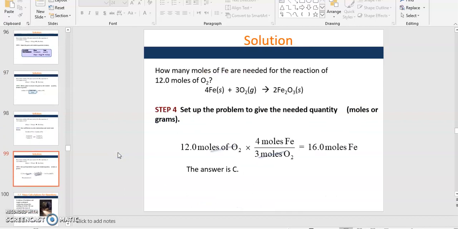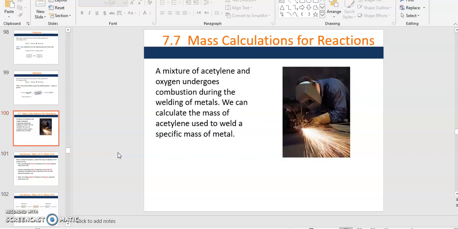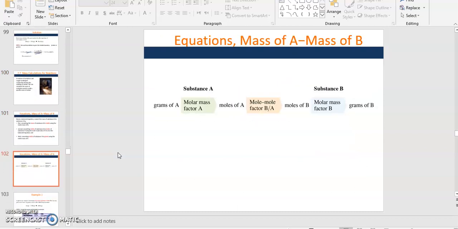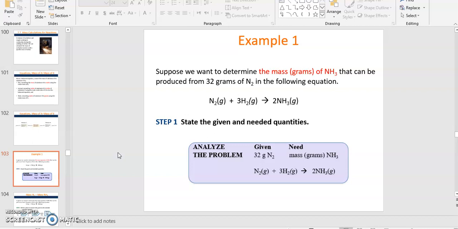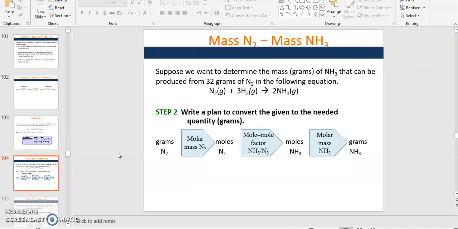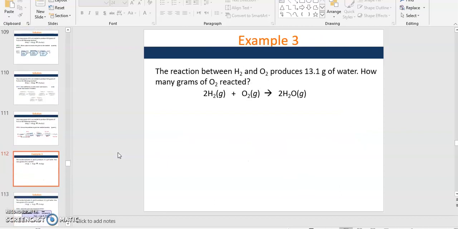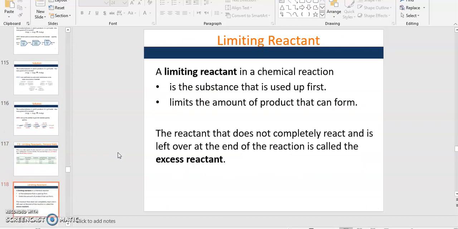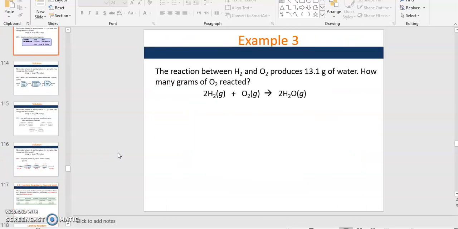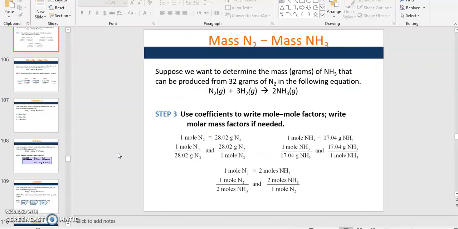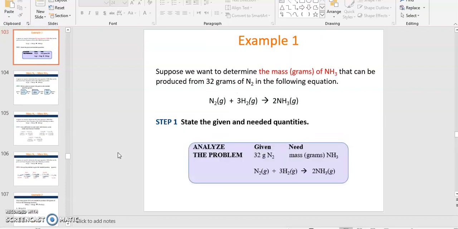Okay, solution. This is the one. So this is mass calculation example. Suppose we want, let me see how many examples. So I have 3 examples here. I will do 2 with you, the first one and the last one.